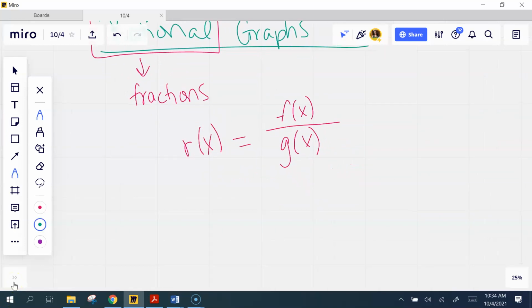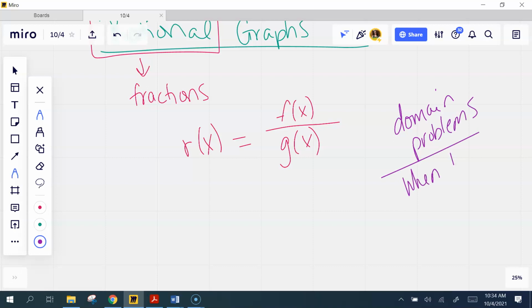Might you think that you encounter some domain problems with rational functions? That's exactly right. We can't have the bottom equaling 0. That causes us to have a domain restriction. Okay? And we'll talk about what those restrictions look like and what it might be.